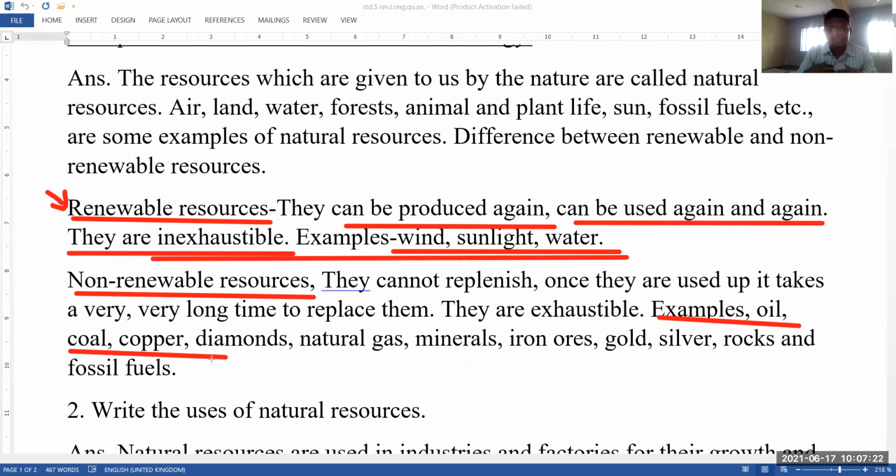Okay, so they cannot be replenished, you cannot generate it. Once it is finished, once it is complete, you cannot generate it, you cannot reuse it, and that's why it is called the non-renewable resources or energy.